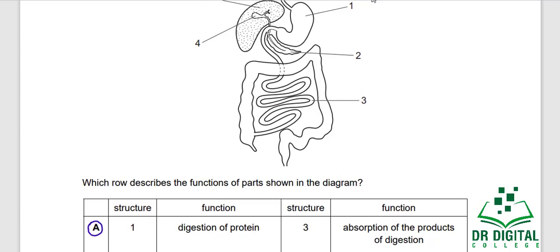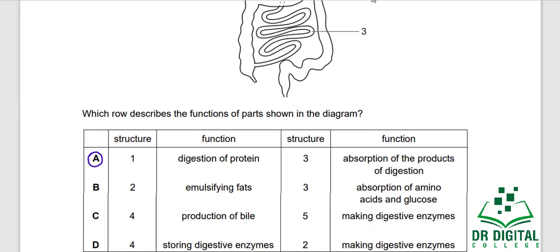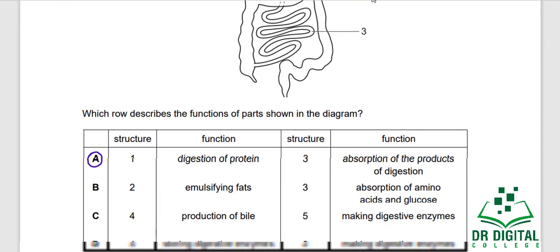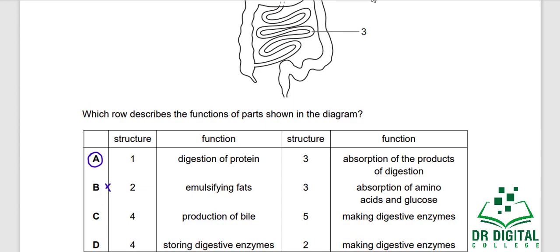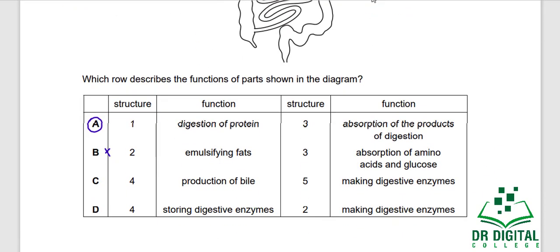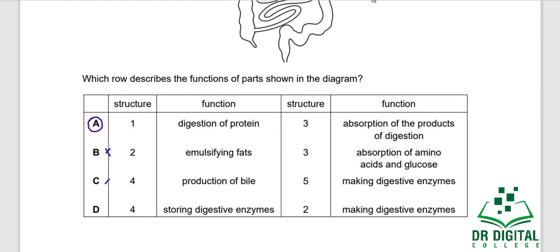Why are B, C and D wrong? It is said that structure 2 is emulsifying the fats. Structure 2 is the pancreas. Pancreas is not emulsifying the fats, so this is wrong. C is structure 4, which is producing the bile. What is structure 4? Structure 4 is the gallbladder. Gallbladder is not producing the bile. Liver is producing the bile. Gallbladder is just storing it.